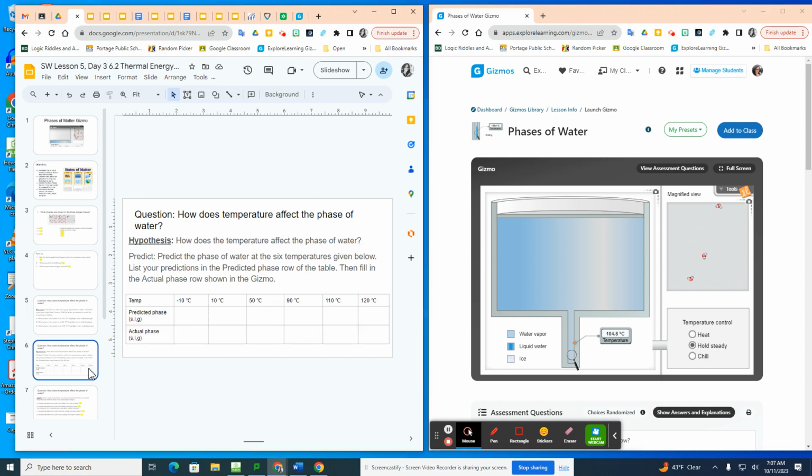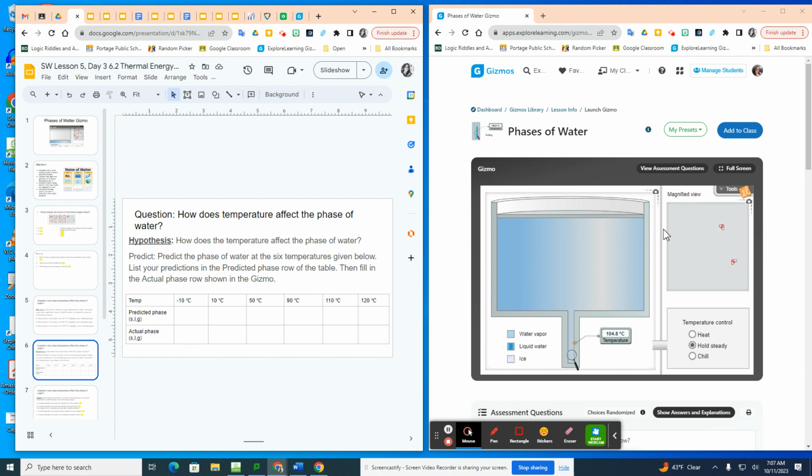Okay. All right, slide number 6, the investigative question is the same. How does temperature affect the phase of water? We're going to hypothesize first. How does temperature affect the phase of water? Predict the phase of water at 6 different temperatures given below. List your predictions in the predicted phase row of the table.